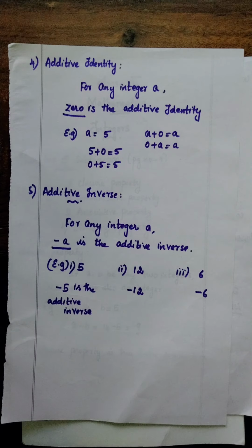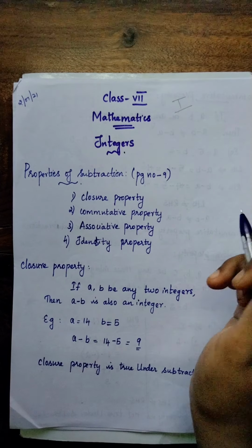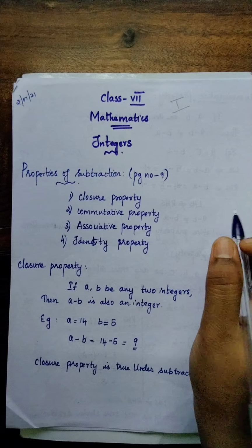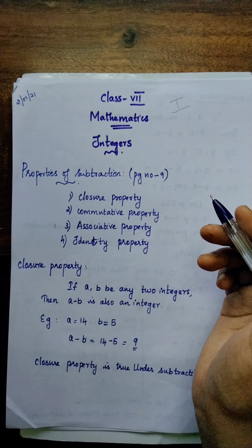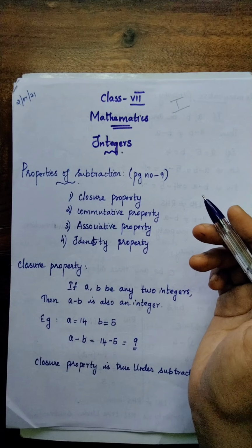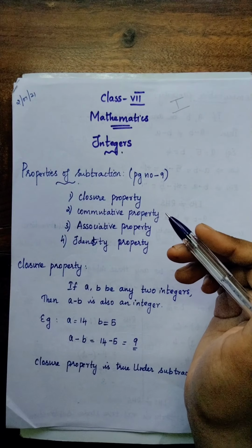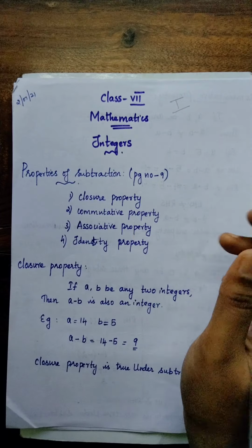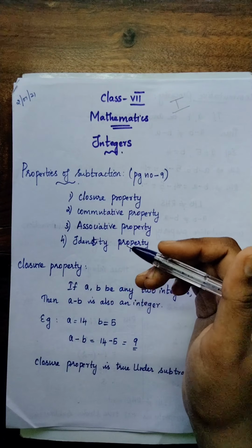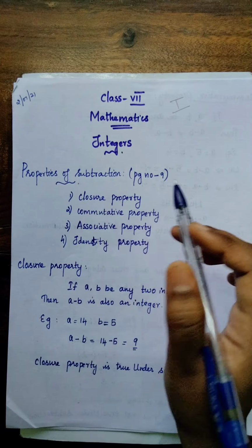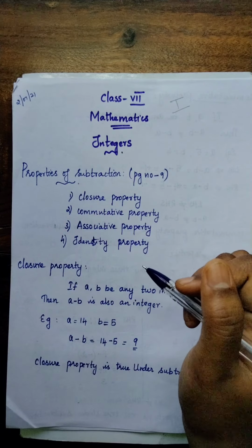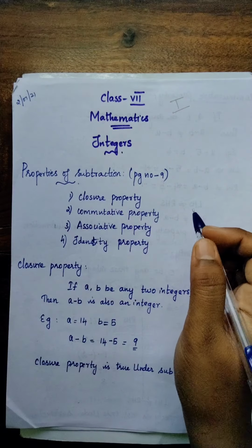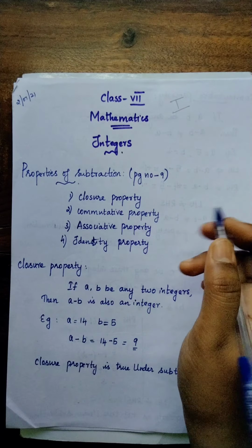Next topic is the properties of subtraction. Under properties of subtraction, in total we have 4 properties. Under properties of addition, how many properties did we learn? 5 properties. Under properties of subtraction, we are going to learn 4 properties: closure property, commutative property, associative property, and identity property.